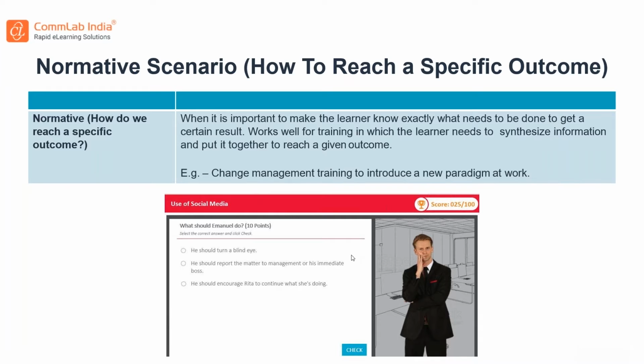So, for instance, if you have some change management initiative going on at work and there is a defined outcome you're looking at, you could provide various options to introduce this new paradigm at work. So here's a very simple example that we use from one of our courses. What should this person do to reach that particular outcome?